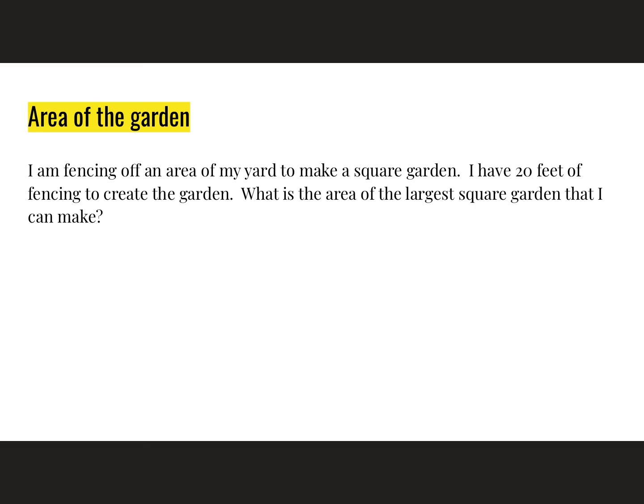Okay, so let's think about this. I have some information here. I'm going to highlight it real quick. So I'm making a square garden. I have 20 feet of fencing, so that'll go around it. So let's think about that. I'm going to draw a little picture to help me. I have a square garden. Okay, so here's my square garden.